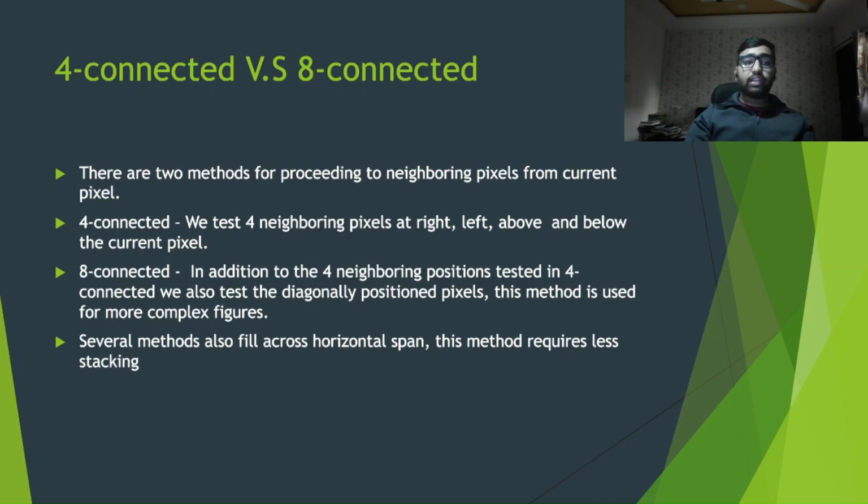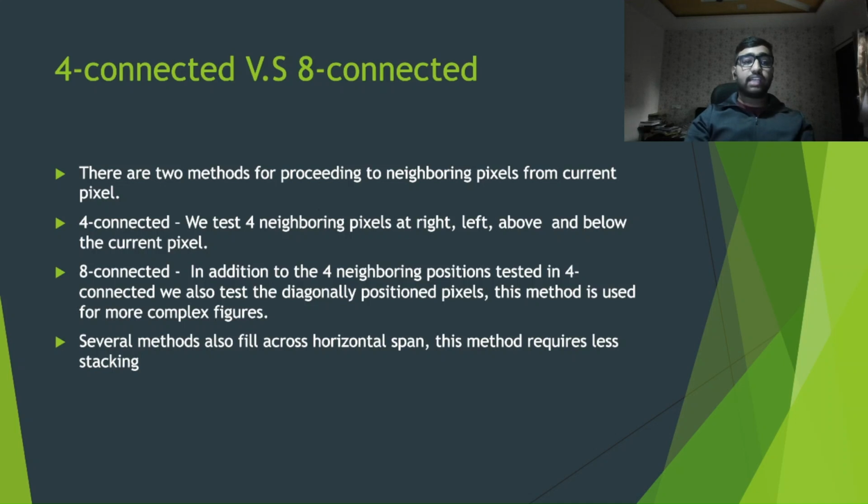So there are two methods of implementing the boundary fill algorithm. First, there is 4 connected and then there is 8 connected method. These are the two methods for proceeding to the neighboring pixels from the current pixel. In 4 connected, we test 4 neighboring pixels at right, left, above and below the current pixel. In 8 connected, in addition to the 4 neighboring pixels tested in 4 connected, we also test the diagonally positioned pixels. This method is used for more complex figures. Several methods also fill across horizontal span. This method requires less stacking.